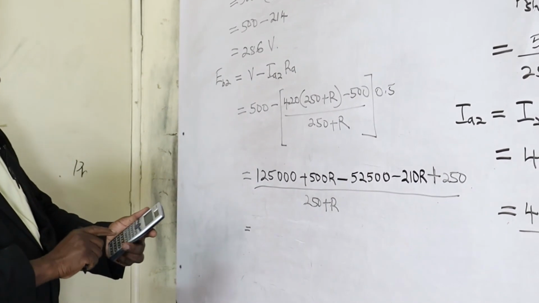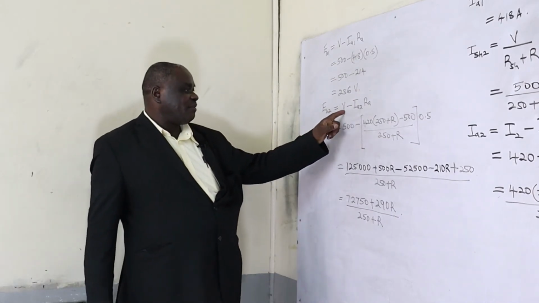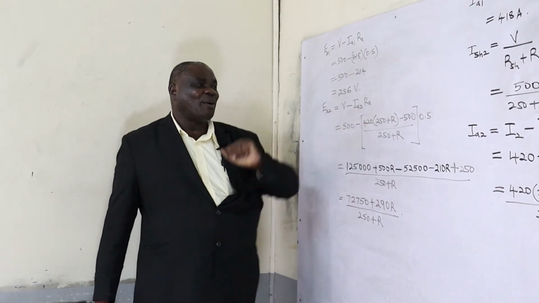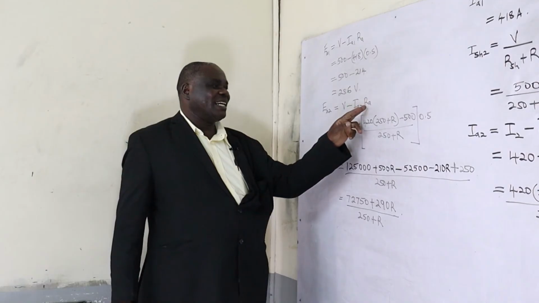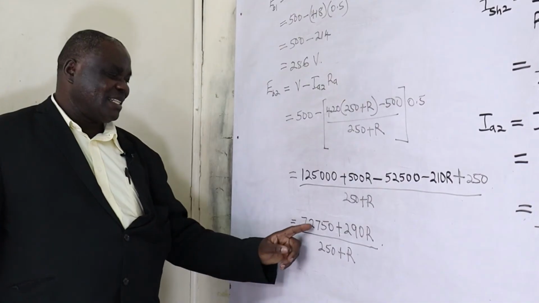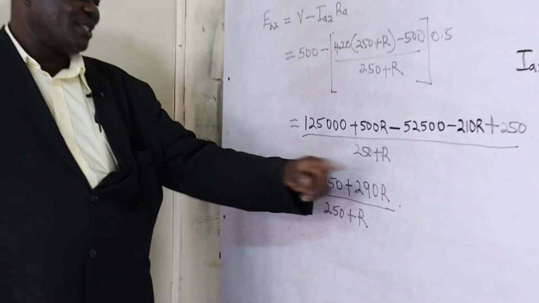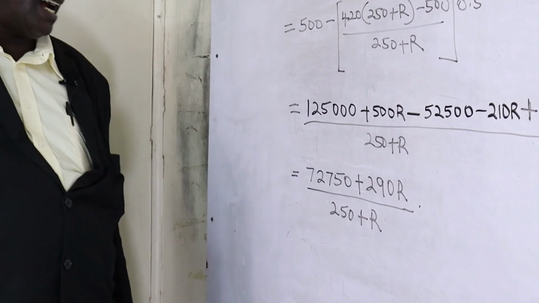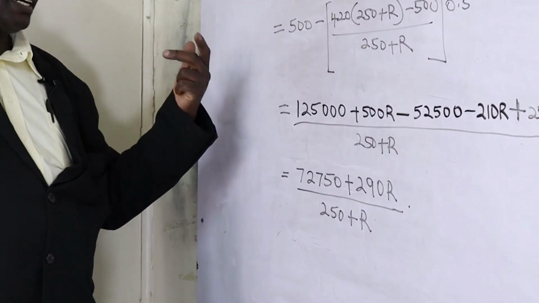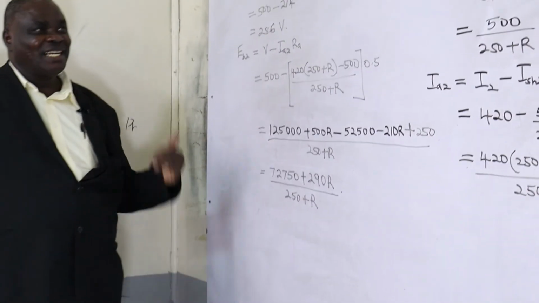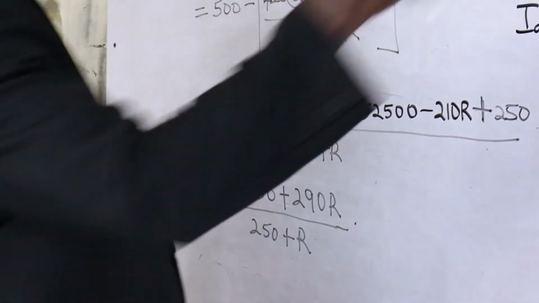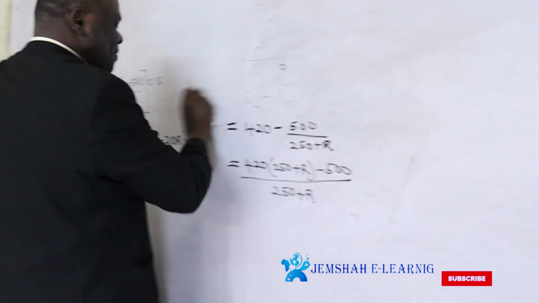Now EB2 will be given by V minus IA2 RA. 500 is our V. This is the expression for our IA2. Now multiplying by RA, which is 0.5, this simplifies to 72,750 plus 290R all over 250 plus R. That is our EB2. EB2 ready, EB1 ready, I shunt 2 ready, I shunt 1 also ready. So we can now proceed to get the value of the unknown, which is R.